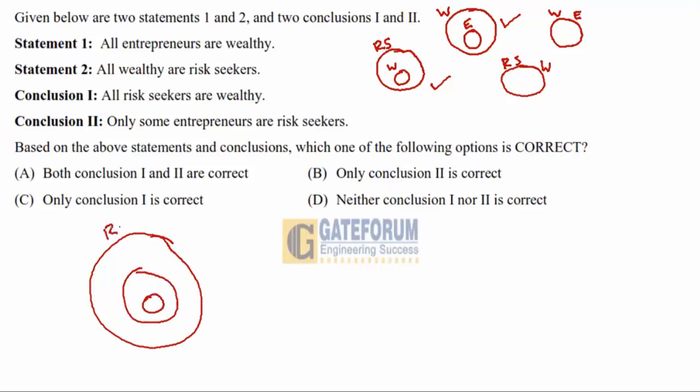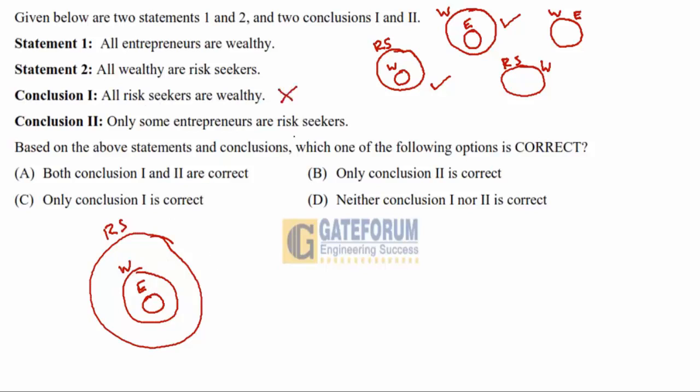These are risk seekers, these are wealthy, and these are entrepreneurs. So this is the case. Now let us check the conclusions. All risk seekers are wealthy. No, all risk seekers aren't wealthy. So this is a wrong statement.